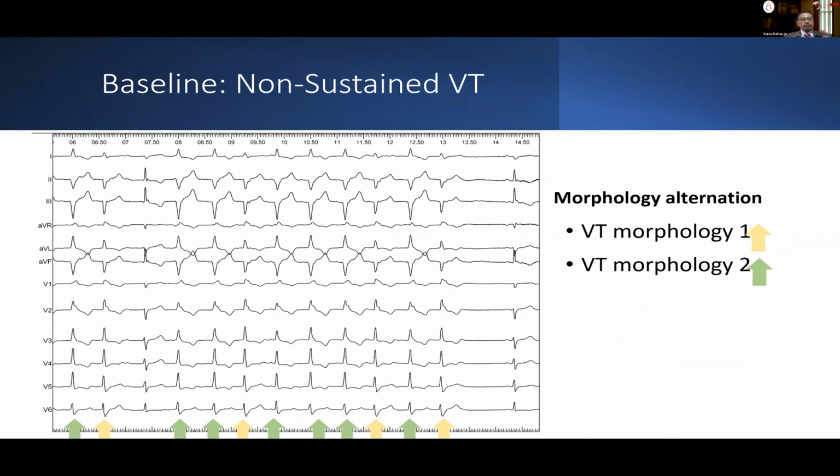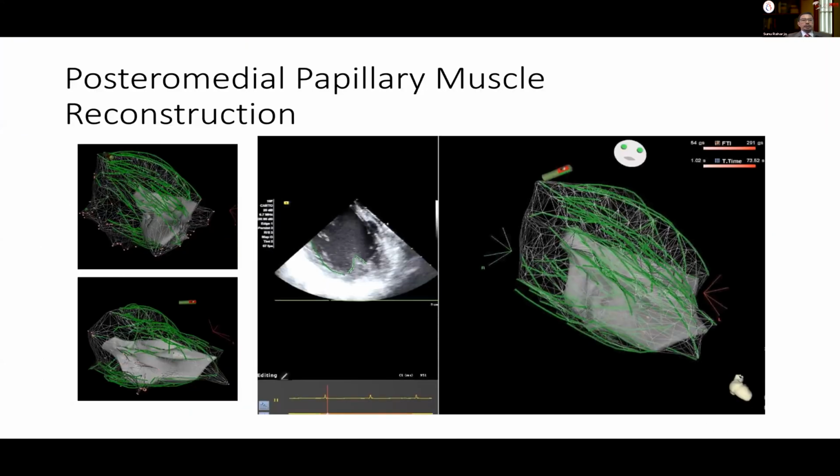But during the ablation, we have seen that the morphology is changing. Like this one, you can see the green one has a higher R wave compared to the yellow PVC. So this is interchangeable between one PVC and another one.